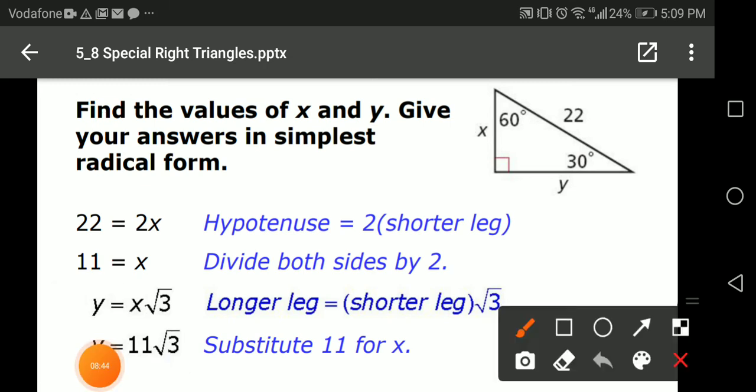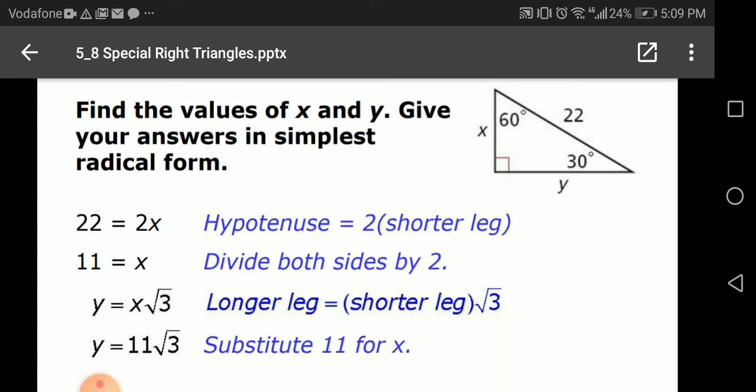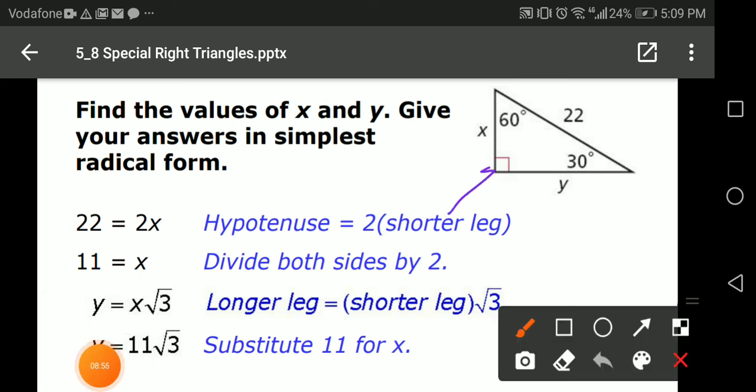Okay, find the values of x and y. We have here two values, guys. Give your answers in the simplest radical form. Okay, we have got here what? 24. Let's see together. We have here, guys, 90 degree and 30 and 60. Remember, this is the 30, 60 and 90 degree triangle theorem.